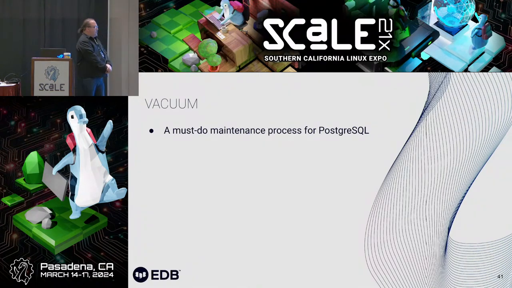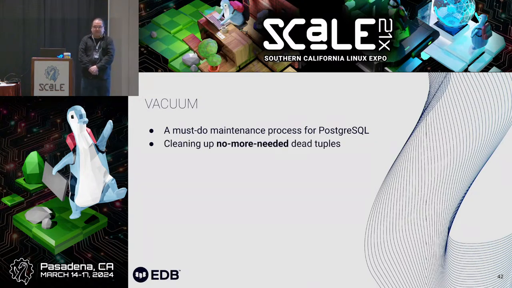When we talk about vacuum to new DBAs, they say, no, we never run vacuum, which is not correct. Even if you don't, Postgres does something for you, which we'll get to. It cleans up no-longer-needed dead tuples. No long-running transactions require this version of the row. Nothing is blocking this version of the row, so it can be deleted. We need to delete them now.